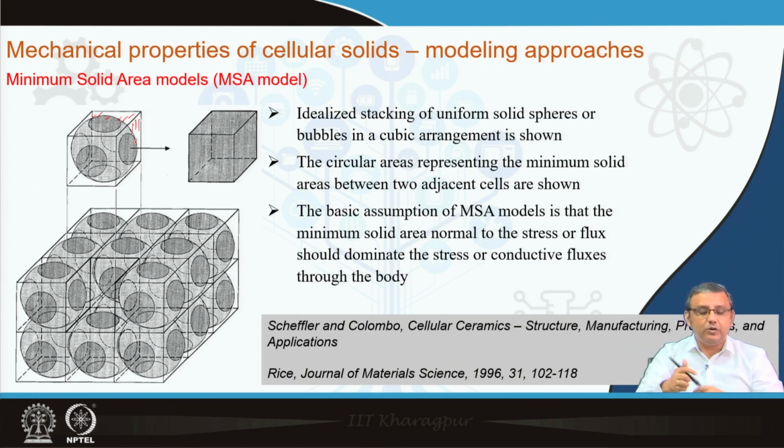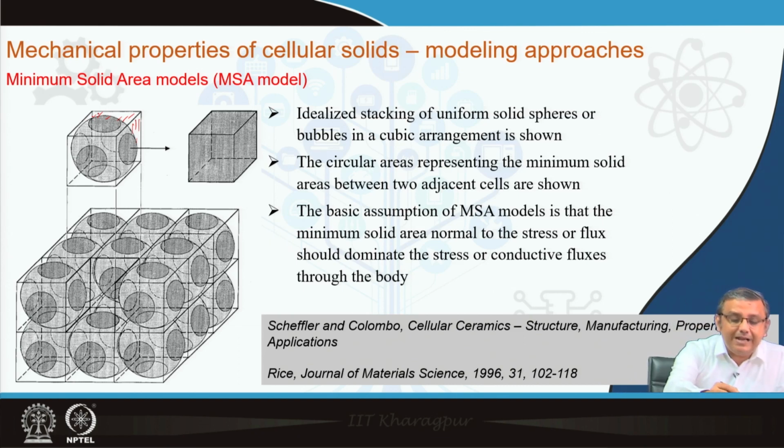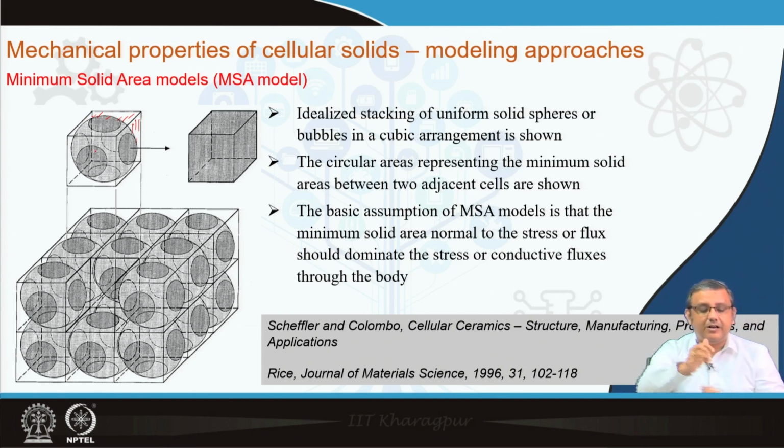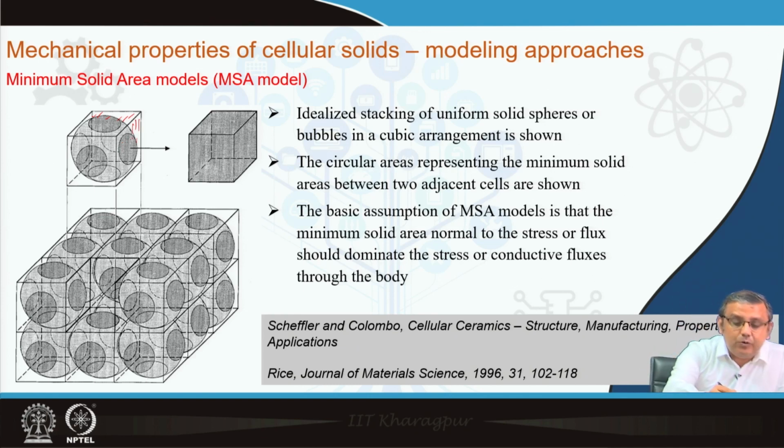The other way around is also possible. If, for example, the pore volume is much higher, we can assume that the sphere inside the unit cell is made up of solid, and the surrounding unit cell is the air or void space. So these two approaches of filling the unit cells have been used in this MSA model, and this circular region that you can see in each of these is called the minimum solid area.